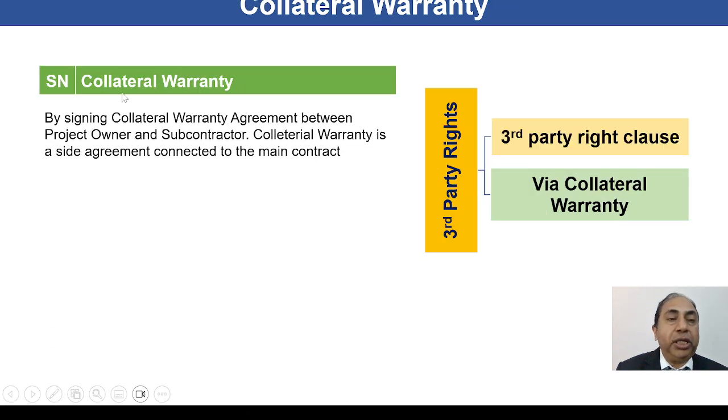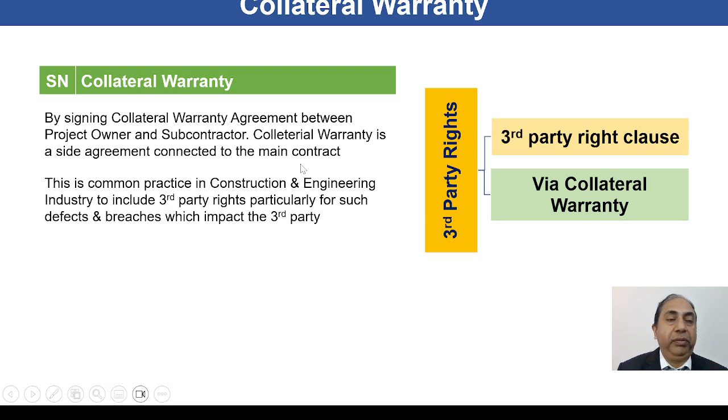Now let us talk about the second option, which is collateral warranty. By signing a collateral warranty agreement between the project owner and the subcontractor, the third party rights of the project owner could be introduced. Collateral warranty is a side agreement connected to the main agreement. This is a common practice in construction and engineering industry to include third parties' rights, particularly for such defects and breaches which impact the third party.